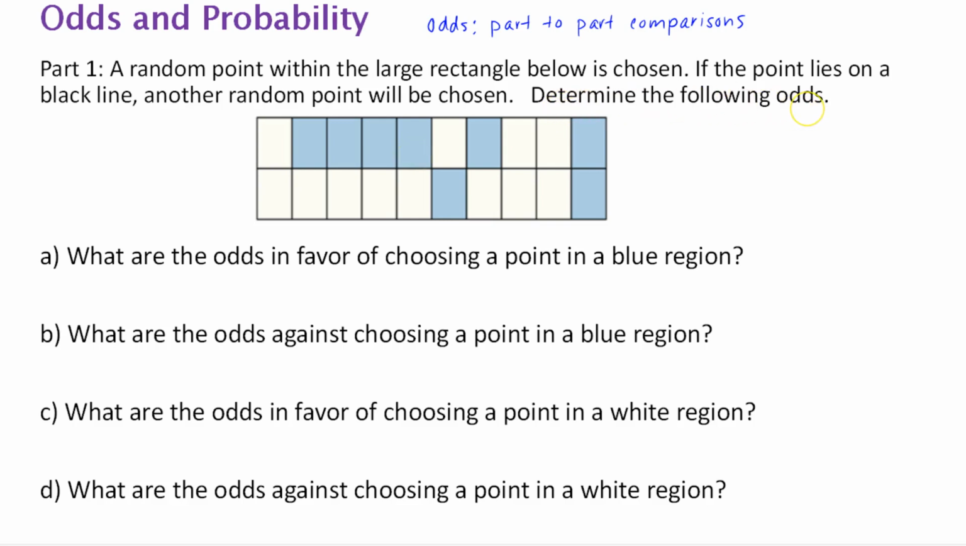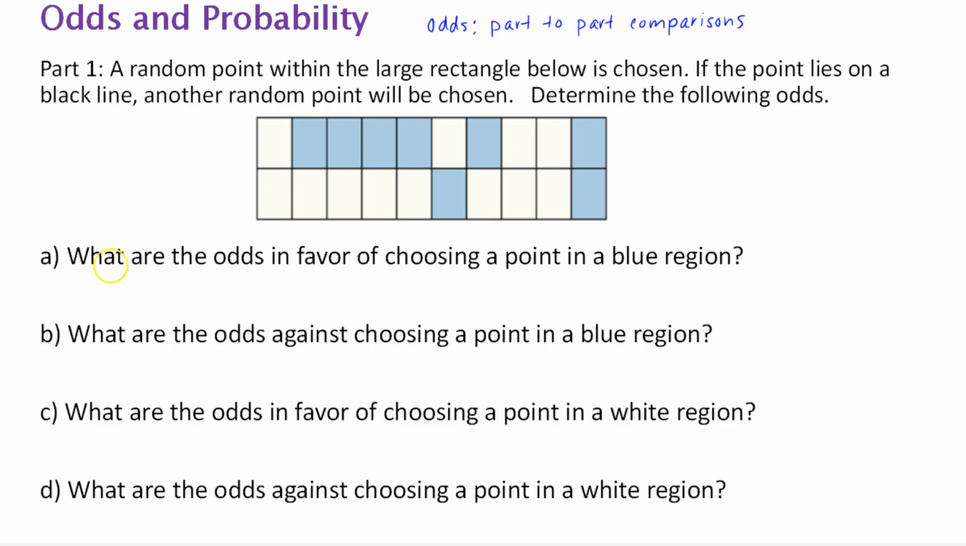Determine the following odds. Odds are part-to-part comparisons. So far we've been finding probabilities, and the probability of something is the number of ways it could happen divided by the total number of possible outcomes, which is the sample space. With the odds, we want to compare the ways it can happen to the ways it cannot happen, so basically the set and its complement. We're going to write each of these out as we go.